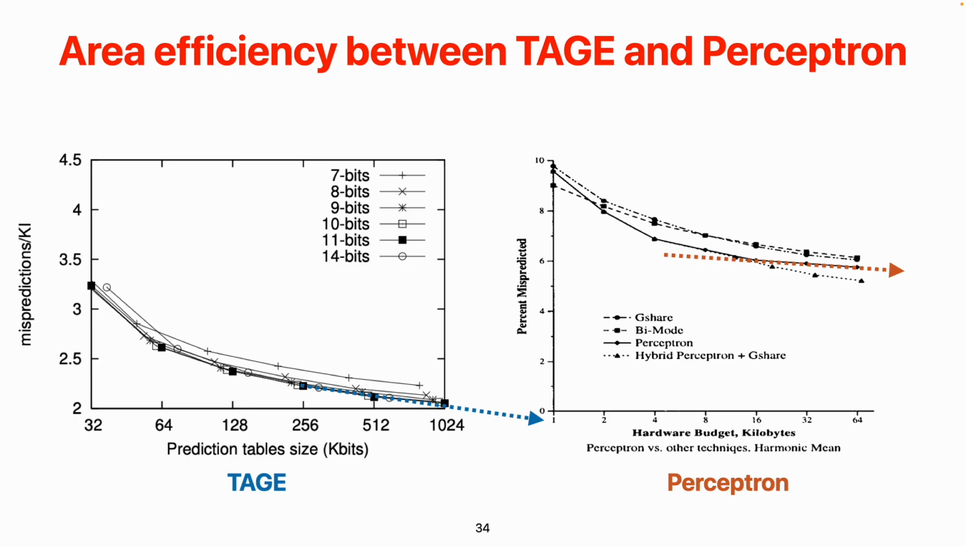So if you look at the gradient on perceptron, how does that look? It's actually flatter, right? So what does that mean? Diminishing returns when you increase the area. If you have the budget to give perceptron more area, you are actually getting diminishing returns. However, if you look at the Tage, it's not the case. It still scales when you give it more budget.